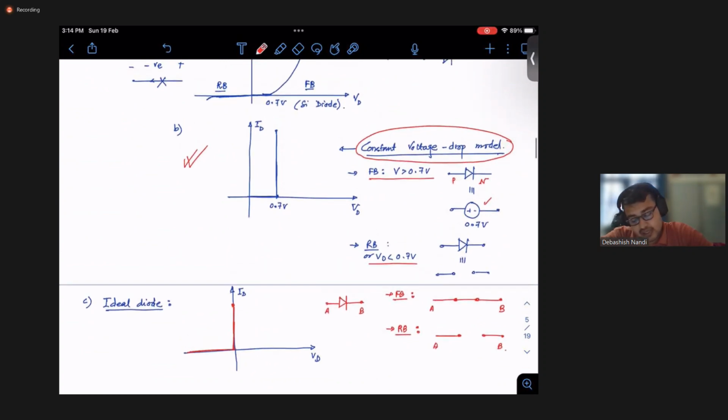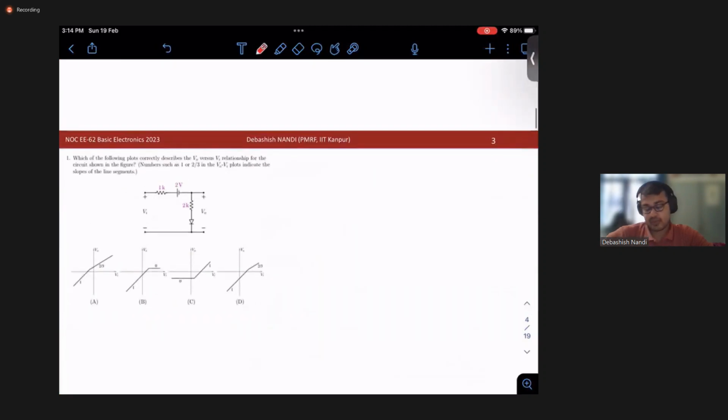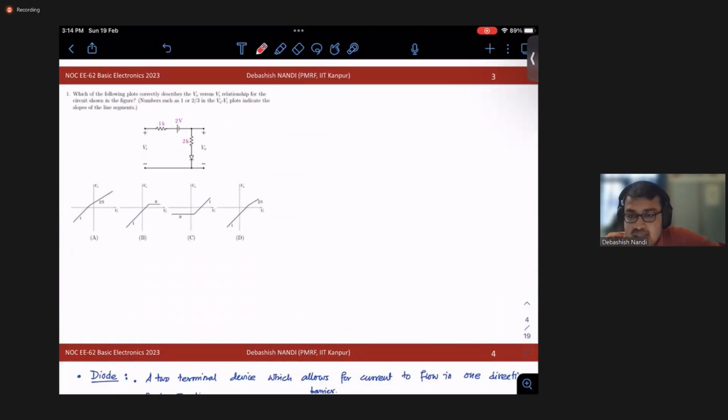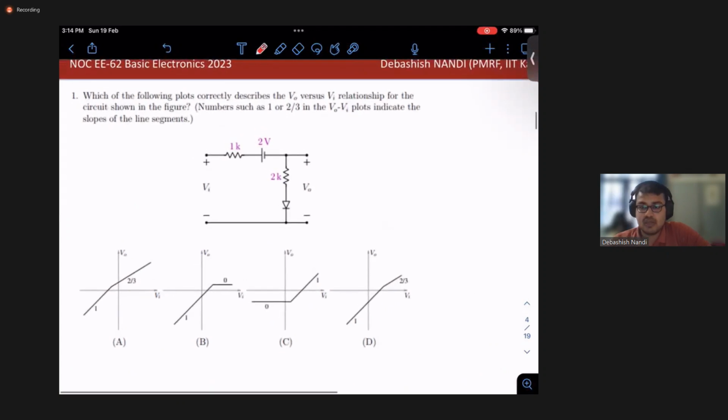So let's move on to problem number 1. What does it say? A circuit is given. Let me zoom it a bit. Which of the following plots correctly describes the V naught? V naught is across these two nodes, right? It is also a node. Remember that.